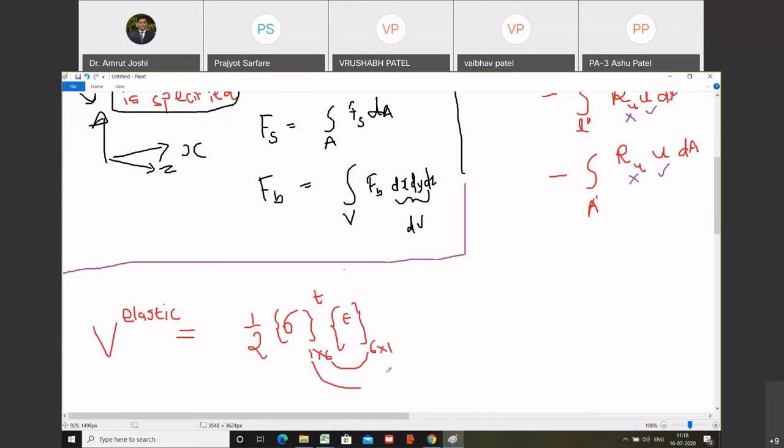the size of the matrix will be 1 cross 1. So it is just an element. So energy is just an element. Therefore, the product is just a number. Do you agree with me? Yes, sir.